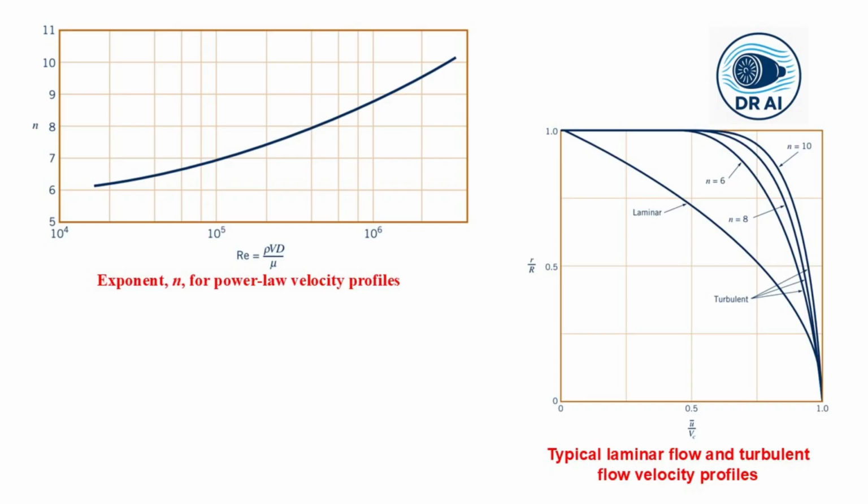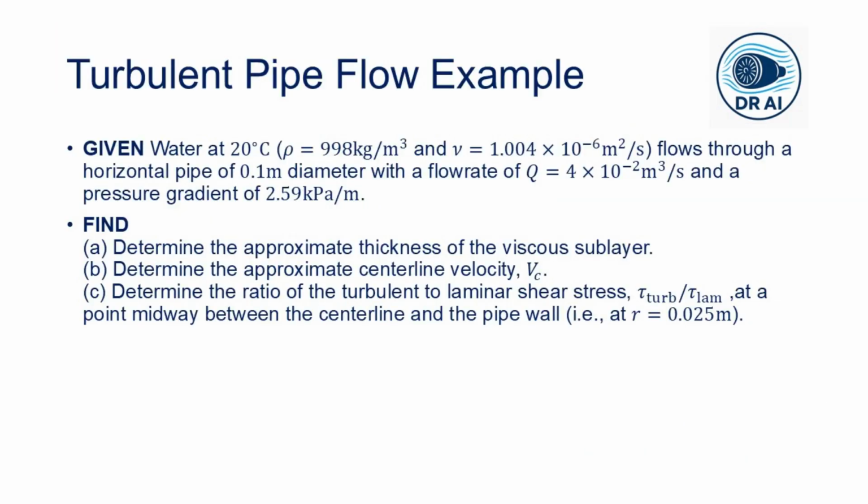Now, let us bring all these abstract concepts down to earth by working through the numbers in the example from the textbook. This is a fantastic illustration of the ideas we have just discussed. We have water at 20 degrees centigrade flowing in a horizontal 0.1 meter diameter pipe.